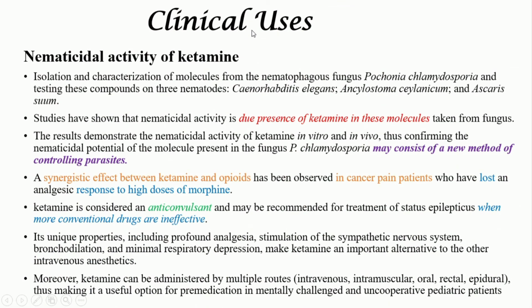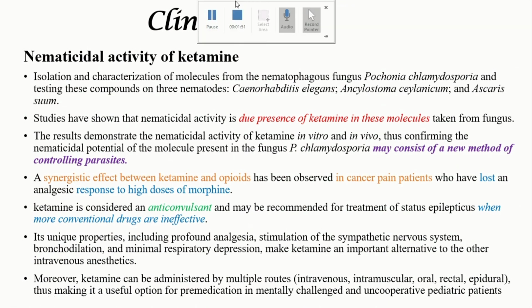Nematicidal activity of ketamine. Molecules were isolated and characterized from the nematophagous fungus Pochonia chlamydosporia, and these compounds were tested on three nematodes: Caenorhabditis elegans, Ancylostoma ceylanicum, and Ascaris. Studies have shown that the nematicidal activity is due to the presence of ketamine in these molecules taken from the fungus, and results demonstrate the nematicidal activity of ketamine in vivo and in vitro, thus confirming the nematicidal potential of the molecule present in the fungus P. chlamydosporia, which may constitute a new method of controlling parasites.